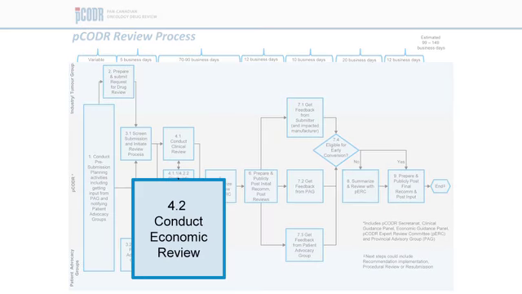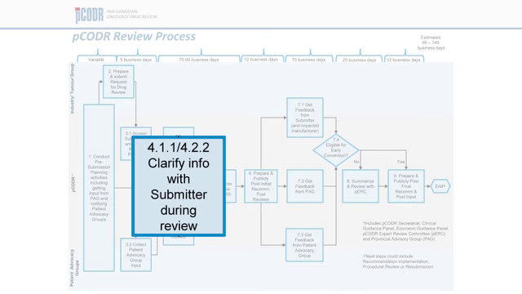A panel of health economists examines the submitted economic evidence to conduct an economic review. This panel produces an economic guidance report. It is also sent to pCODR's Expert Review Committee. Throughout the clinical and economic reviews, reviewers can ask the submitter questions. This highlighted step is a formal meeting to ask those questions directly.